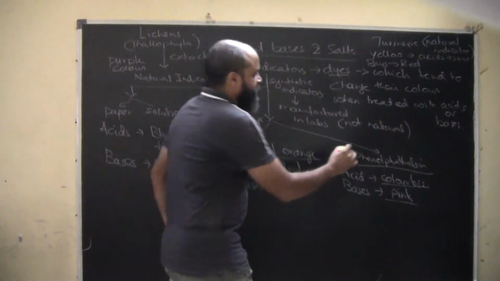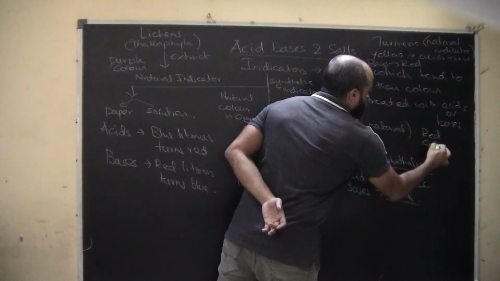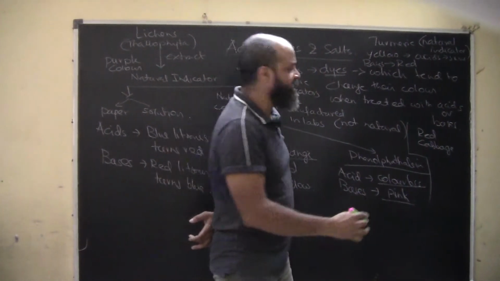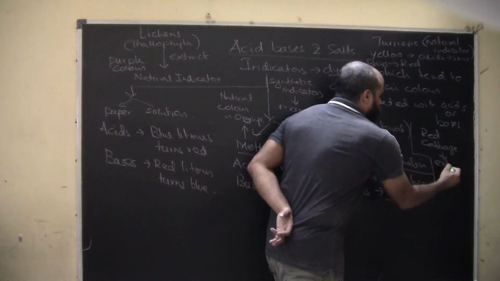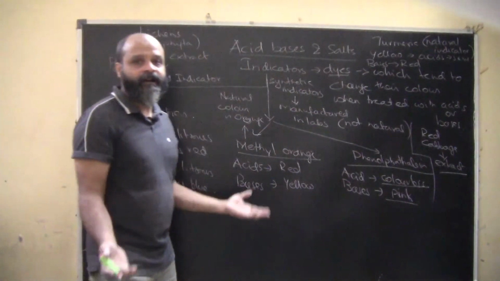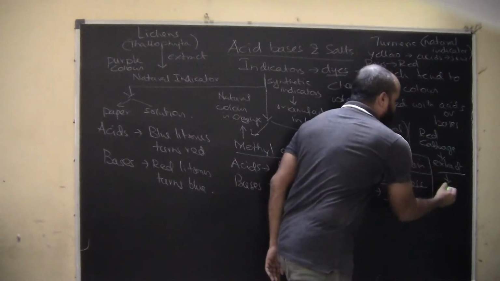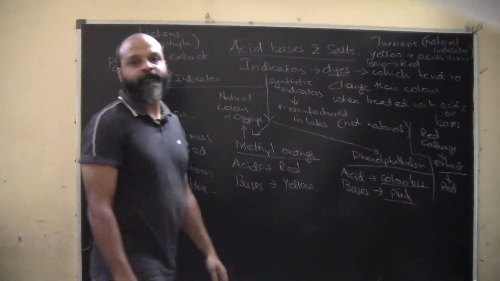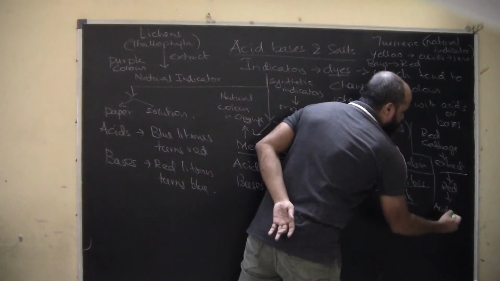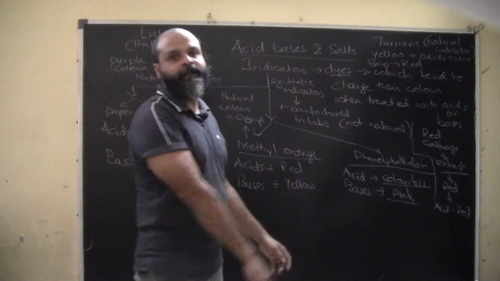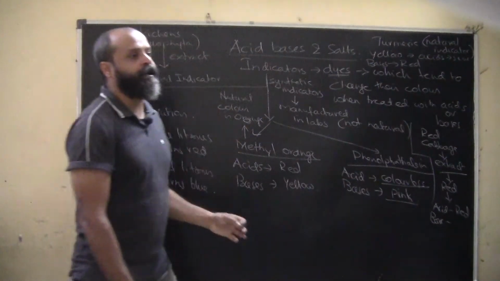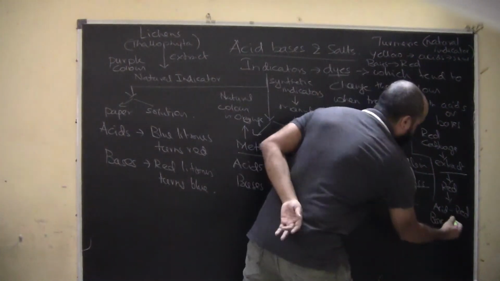We have an indicator called red cabbage. We must have seen the red cabbage species. When we draw an extract out of it, it is known as red cabbage extract, and this color will be red. In an acid it remains as red. However, in a base, this red color becomes green.